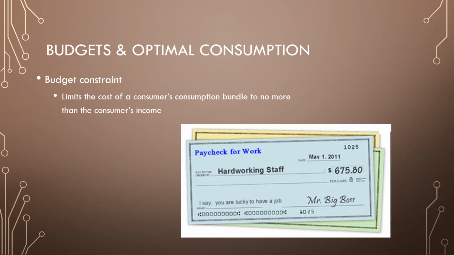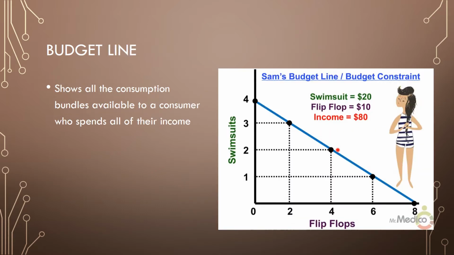So this person made $675.80, which means that they are allowed to consume up to $675.80, but no more. So that's going to represent a constraint, a limit on the amount that they can spend. And we just see a graphical representation of that in here. This is a budget line. So that blue line, downward sloping, represents the budget line, shows all the consumption bundles available to a consumer who spends all of their income.